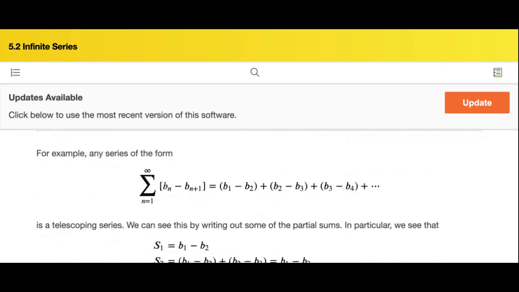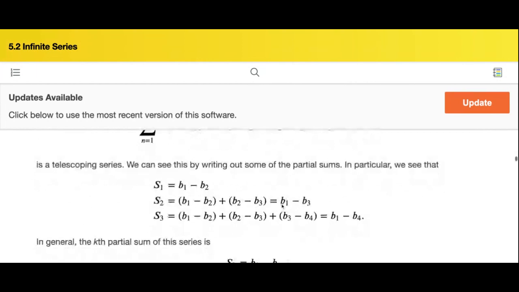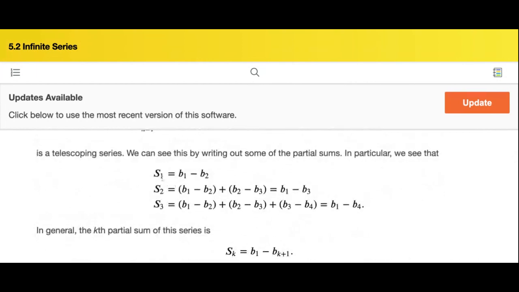So basically, the series can be written as B1 minus B2 plus B2. You see the middle terms? Minus B2 plus B2, minus B3 plus B3. They get to cancel each other. So when we do the partial sums, we only get the first one and the last one in the partial sums.